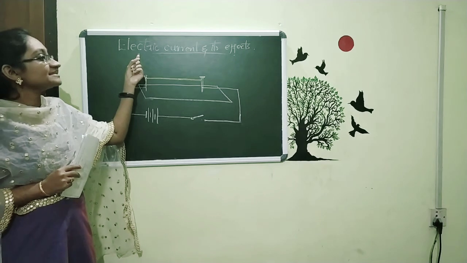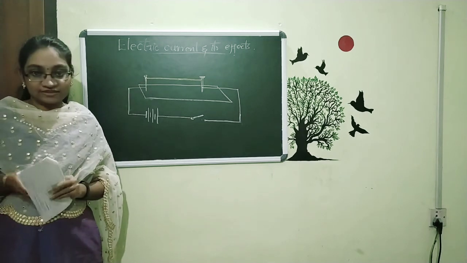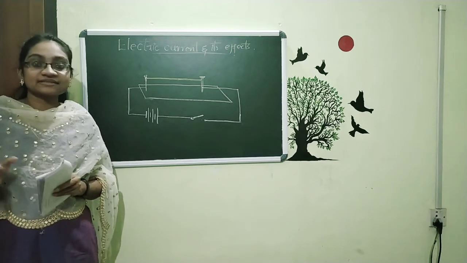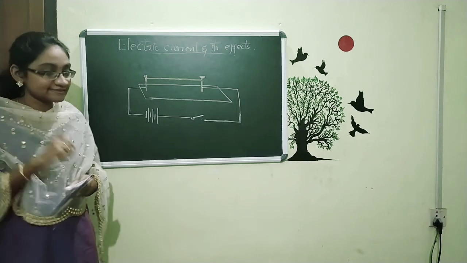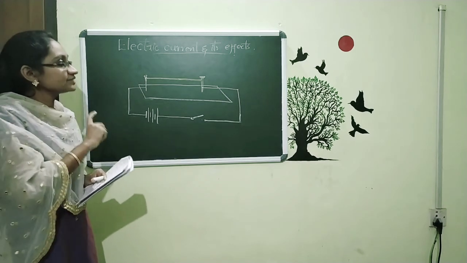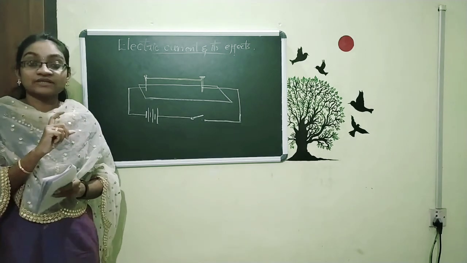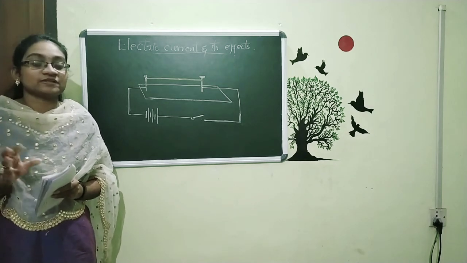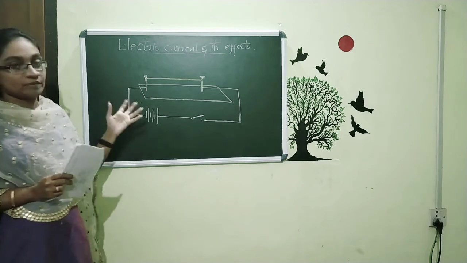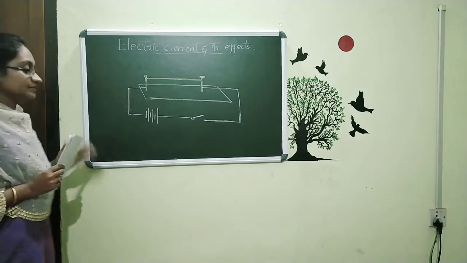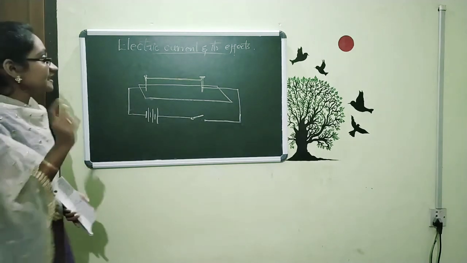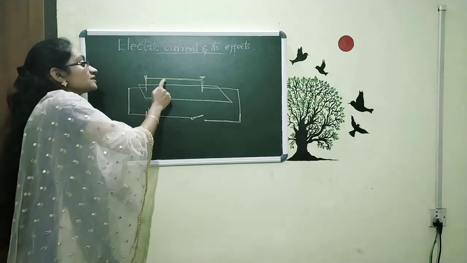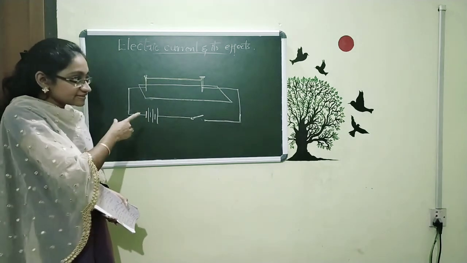Our chapter name is electric current and its effects. In the last classes we discussed different topics in this chapter, and the last topic was the effects of electric current. We discussed the heating effects, and we are on that topic, heating effects of electric current. In the last class we conducted an experiment using nichrome wire with the same diagram.